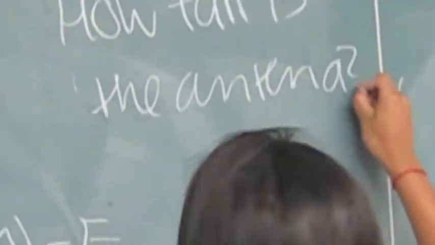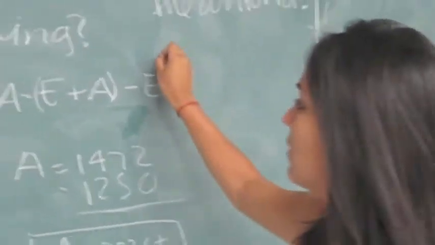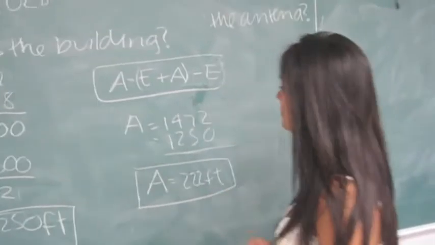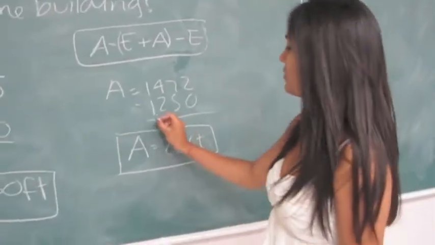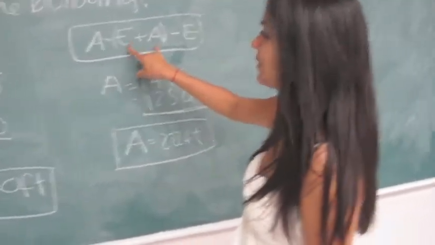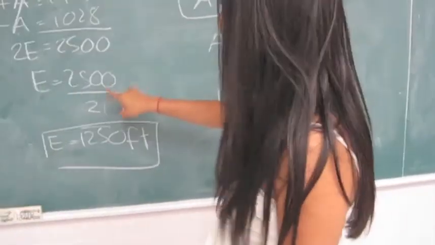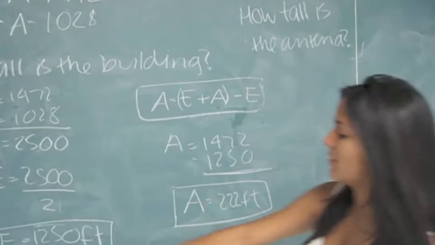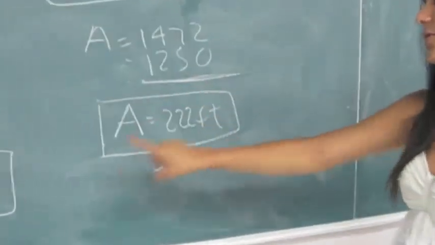And then we came to the question of how tall is the antenna. And we figured that this would be the best answer. So after that, we just added up these two, which is this minus E, which is 1,250, and this was our final answer.